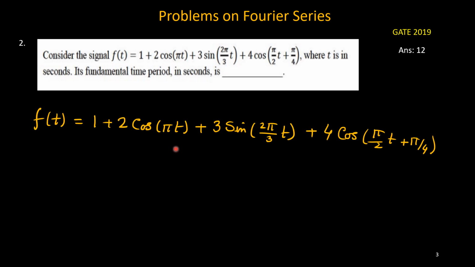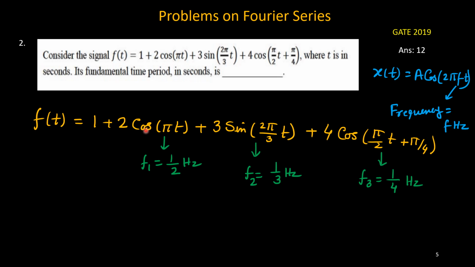So this is the signal f(t). In this signal we have one DC term, 1, and the rest are AC components, cosine and sine. For any cosine or sine signal, x(t) = A cos(2πft) or sin(2πft), the frequency is f, that is the linear frequency in hertz.